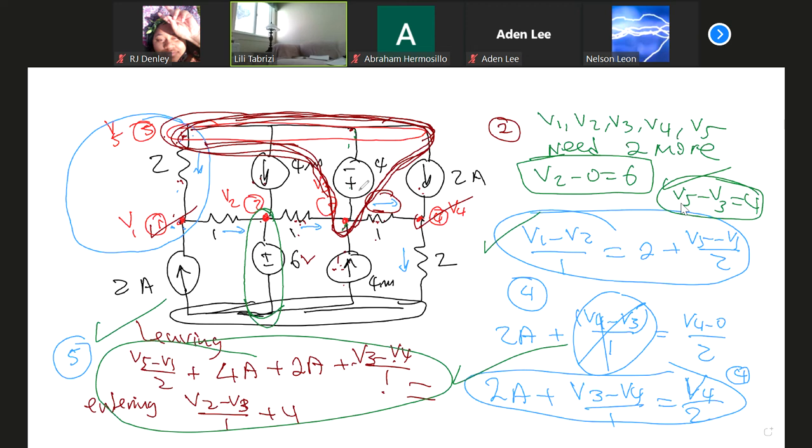Okay, how many equations do we have now? 1, 2, 3, 4, 5. No need for any more KCL. No need to bypass or anything. If you bypass, you're just doing extra work. No use.